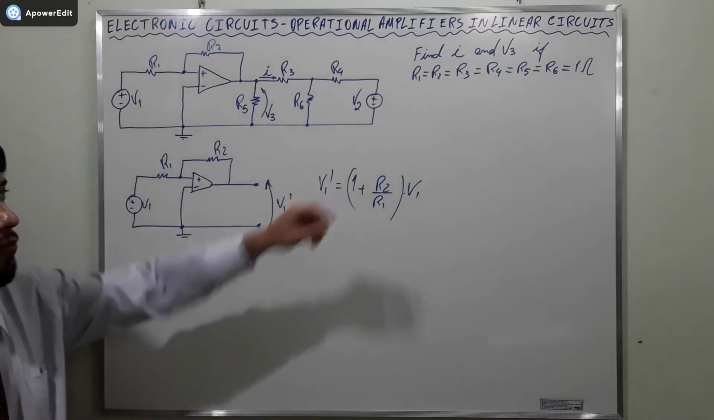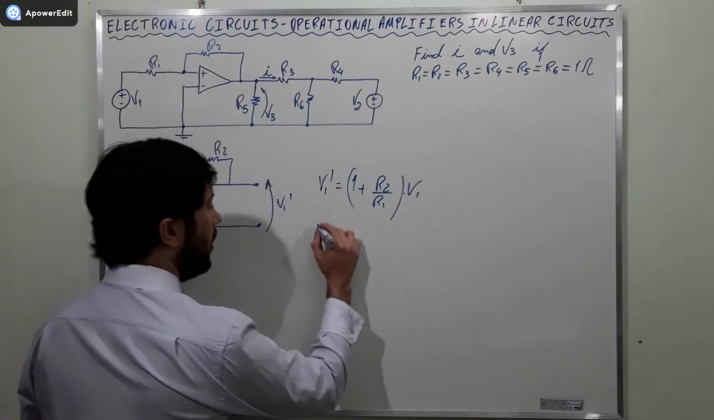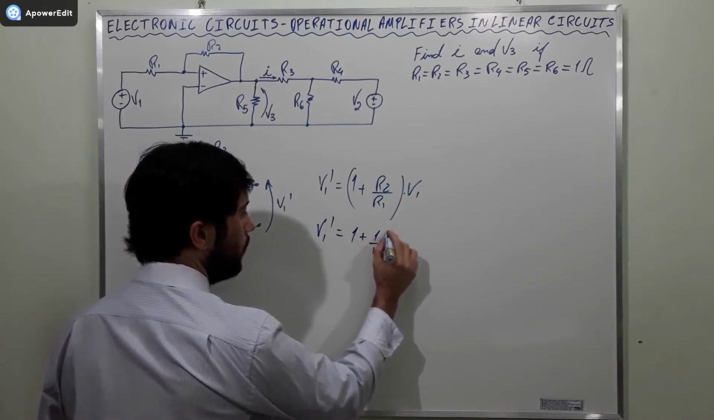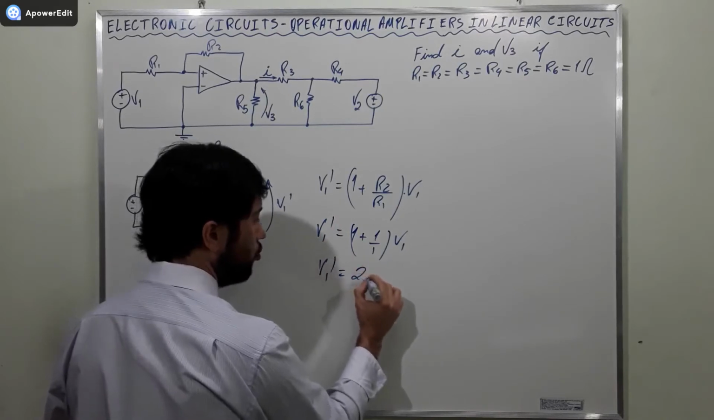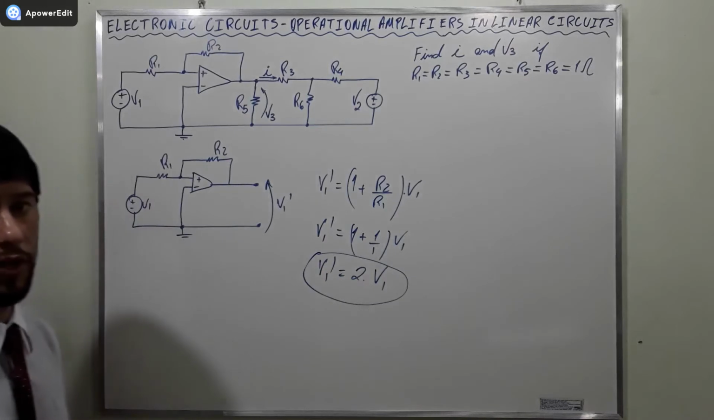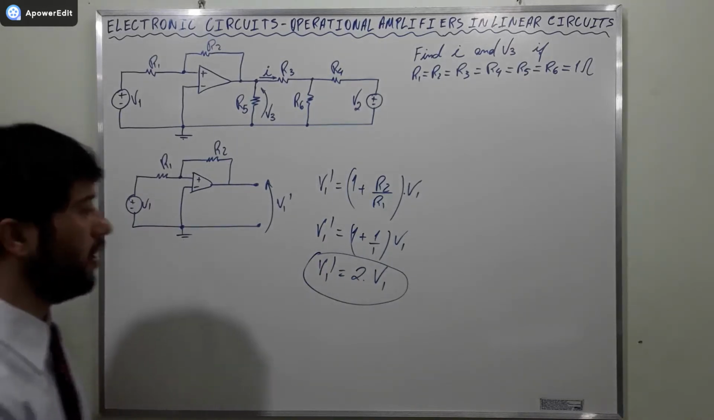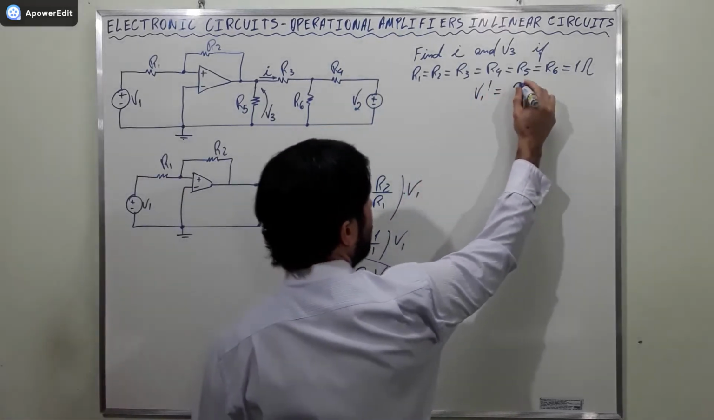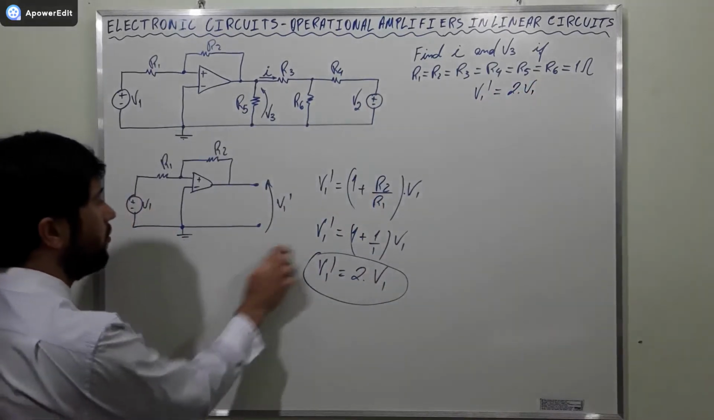Since the problem said that the values of the resistances are all 1, then we find that V1 prime is equal to 1 plus 1 times V1, and V1 prime is then equal to 2 times V1. Very easy, isn't it? Did you guys like it? So let's save these values here. V1 prime equal to 2 times V1, and then we are going to move ahead to the next part of this problem.